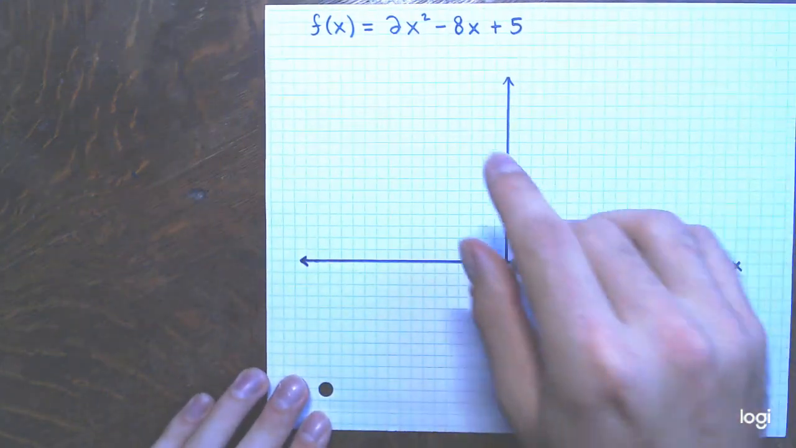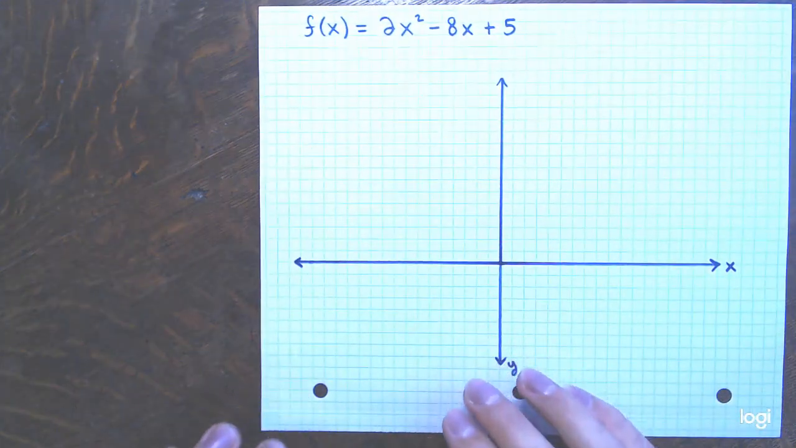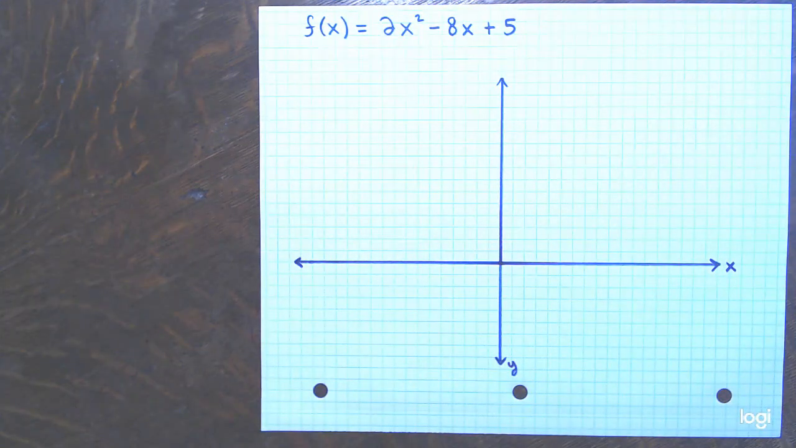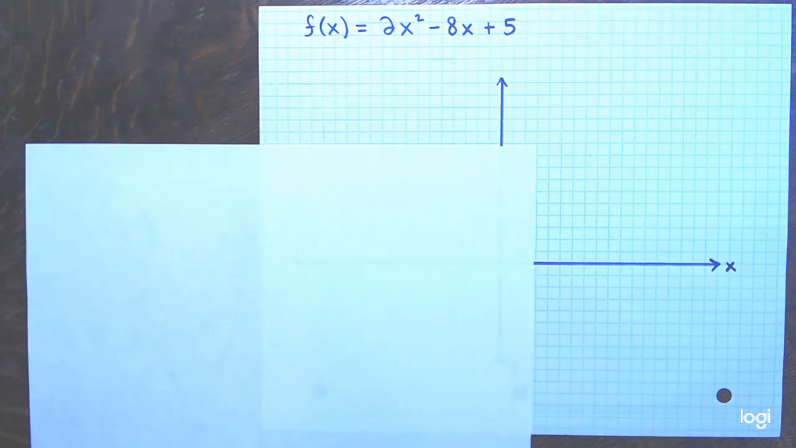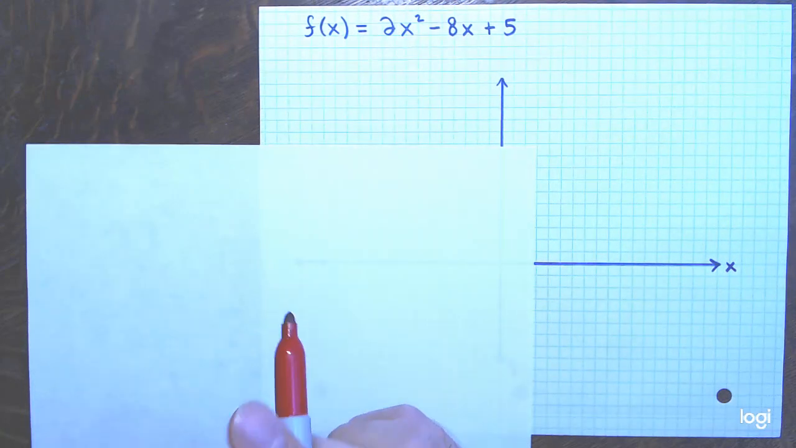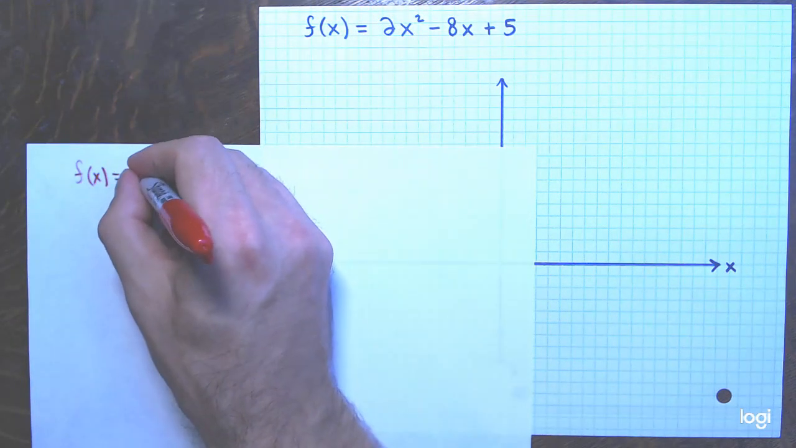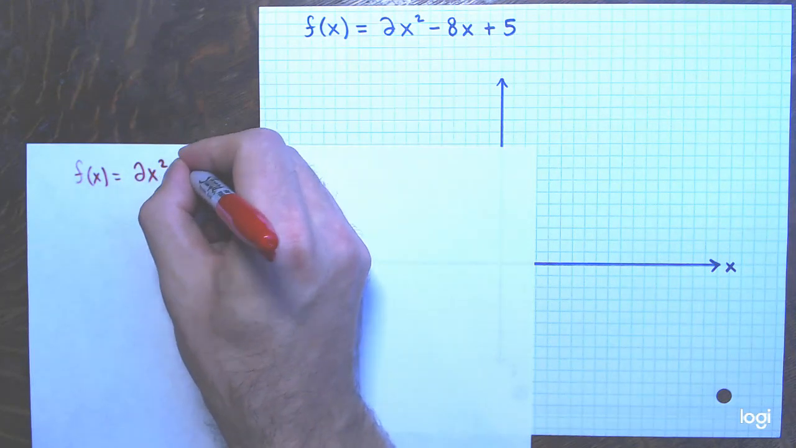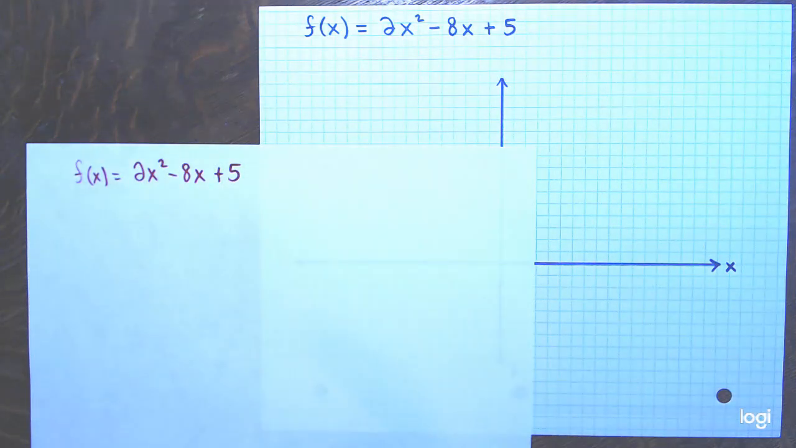f of x equals 2x squared minus 8x plus 5. Now, as I did with the last example, right, we're going to take that 2x squared minus 8x plus 5, and through use of completing the square on the x terms, the terms with variables, we'll put it in that vertex form, right?